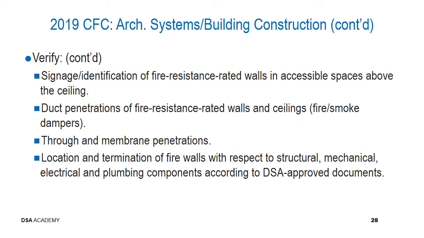Signage and identification of fire resistance rated walls in the accessible spaces above the ceiling must be provided. Verify that for duct penetrations of these walls, fire dampers, smoke dampers, or combination fire smoke dampers have been provided. Proper firestop penetration materials must be provided for the through and membrane penetrations. The location and termination of firewalls with respect to any structural, mechanical, electrical, or plumbing components must be per DSA approved documents.